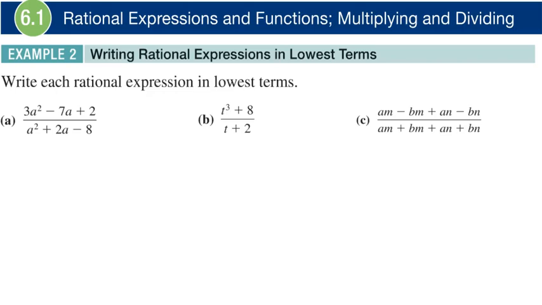Let's go ahead and continue to move on here to example number 2. And now what we're going to do is write each rational expression in its lowest terms. All right, and so let's go ahead and start doing that.